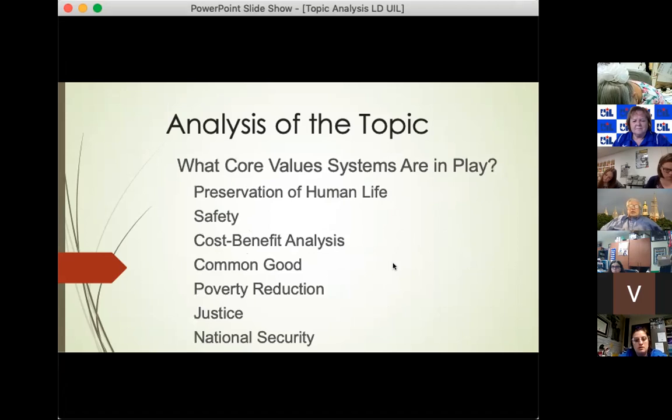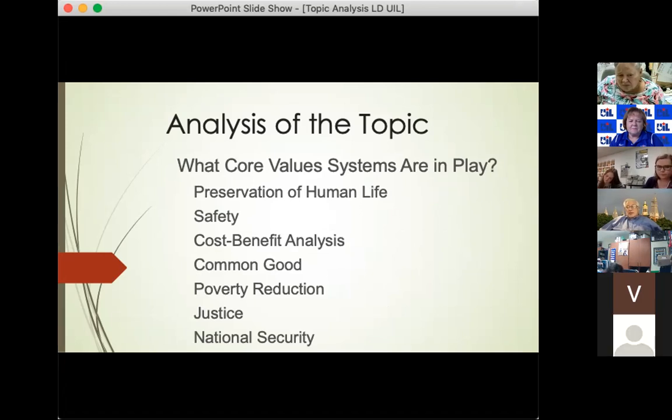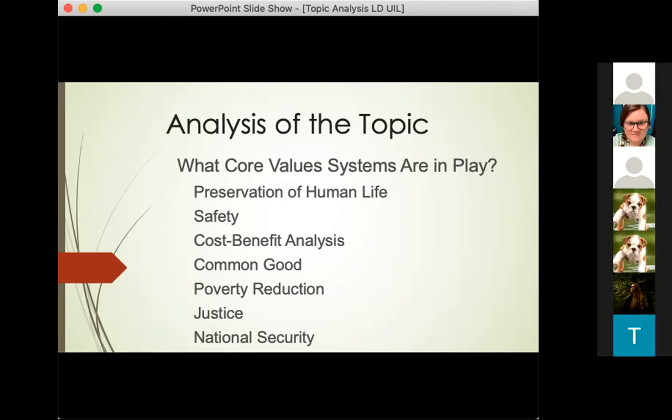So what are some possible core values that are in play with this resolution? Well, this is only a partial list, but preservation of human life is always up there. So if we're talking about climate change, for example, you have environmentalists that worry we could have major loss of life with climate change around the world. Safety is a value. If we degrade the environment, then safety comes into play. Even cost-benefit analysis can be of value.